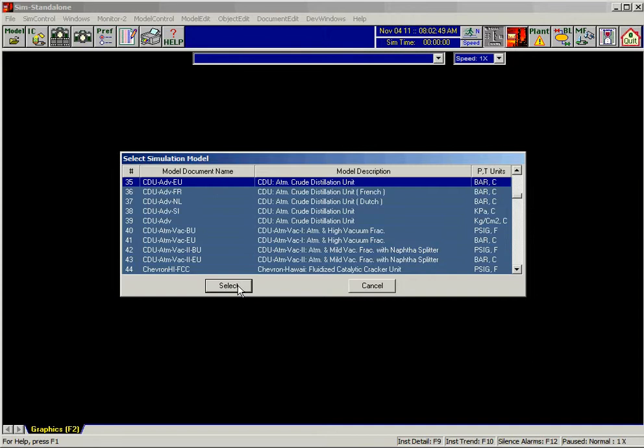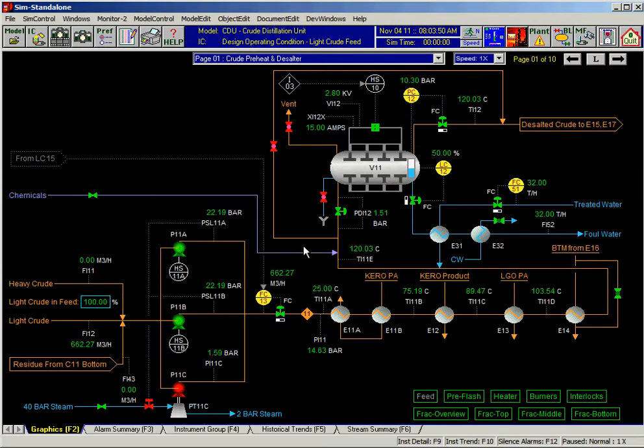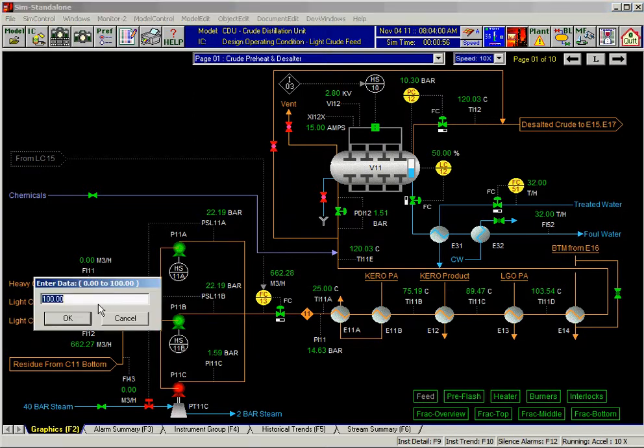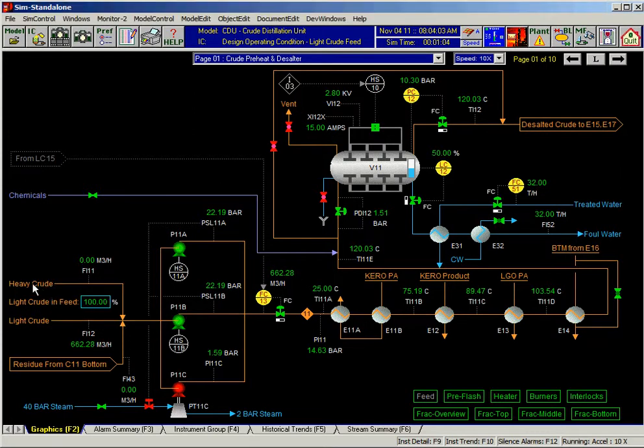So let me choose bars as the unit and just go over the graphics. I'm just running the simulator, which means it's doing calculation, pressure, temperature, flow. We have light crude, heavy crude. I can change the percentage of these crude fractions. Then they are pumped. There's a backup pump, and then it goes through the preheat train with kerosene pump around.